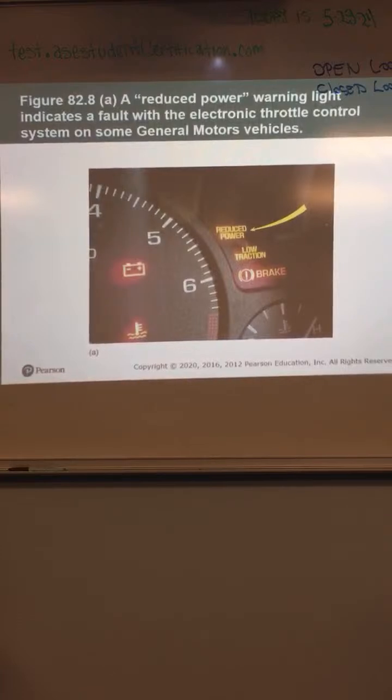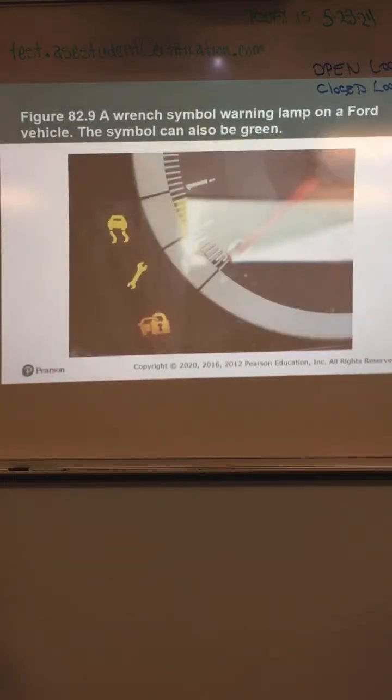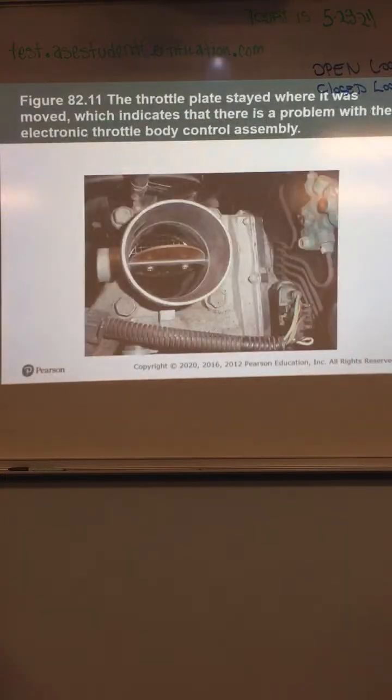There's your warning light. It's going to say something like reduced engine power. It may have a picture of a throttle plate, or a picture of an engine with an arrow that points down, indicating that you have reduced engine power. Sometimes you will get other warning lamps on at the same time.